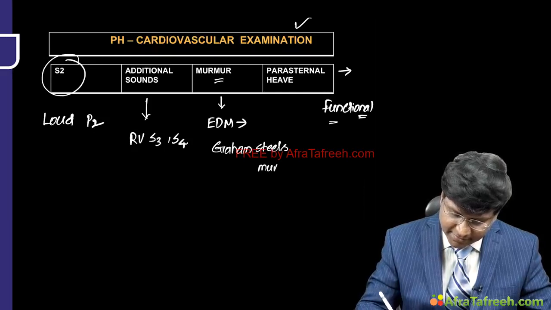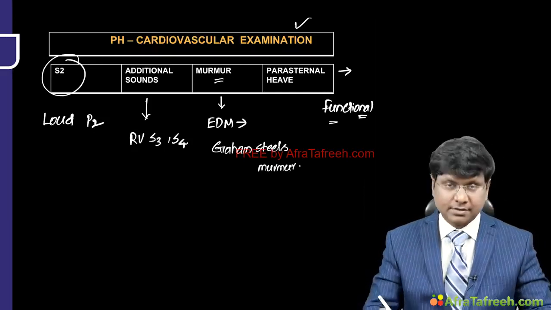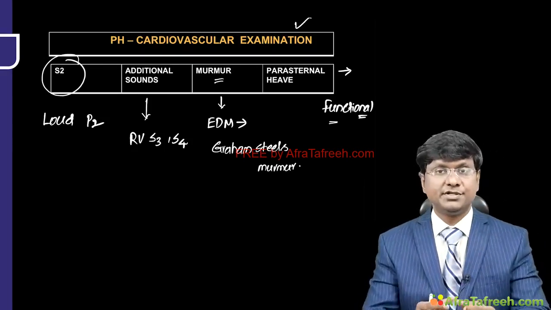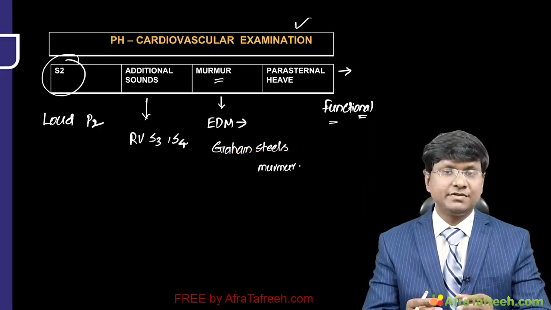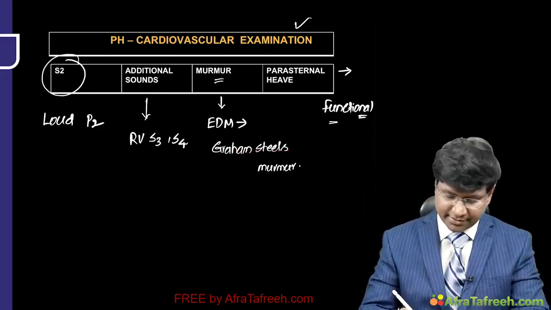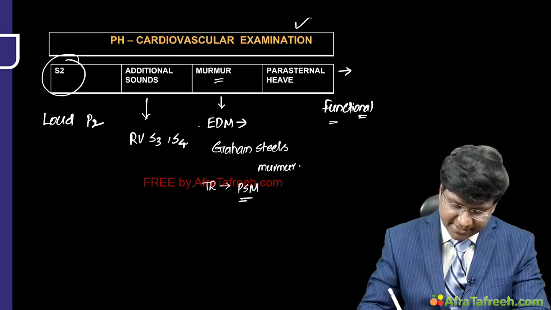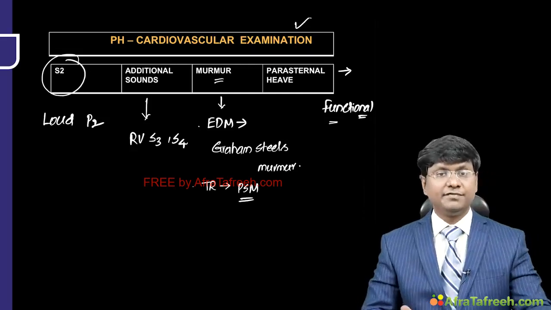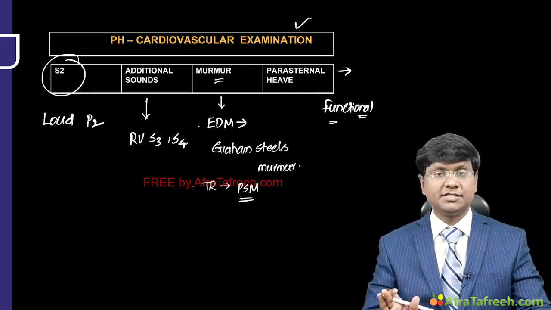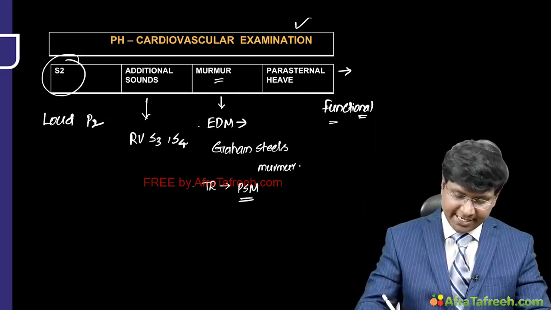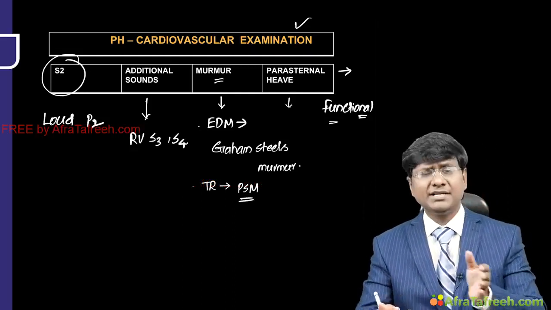And the other murmur that you can have is because of increase in the pressure within the right ventricle, there can be leakage of the blood from the right ventricle to the right atrium. And that is the murmur of tricuspid regurgitation, which will be a pansystolic murmur. But remember, both of them are functional murmurs. They are not true murmurs. And there will also be a parasternal heave.